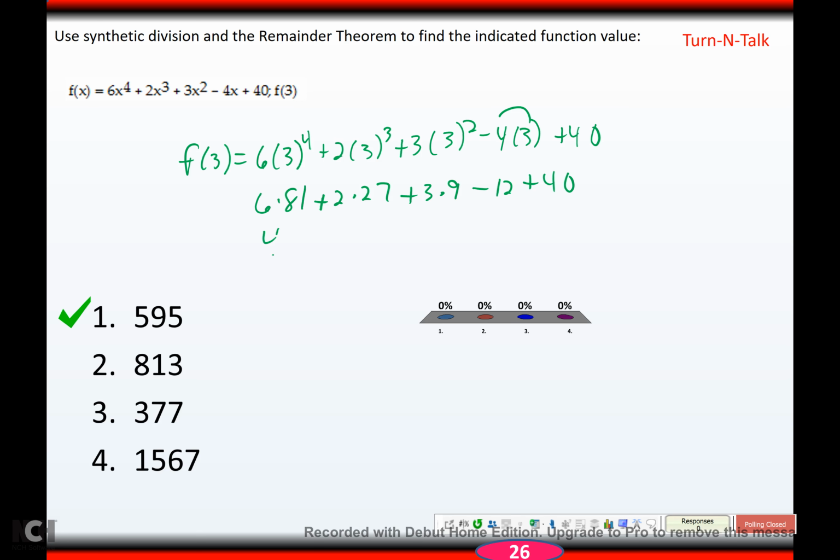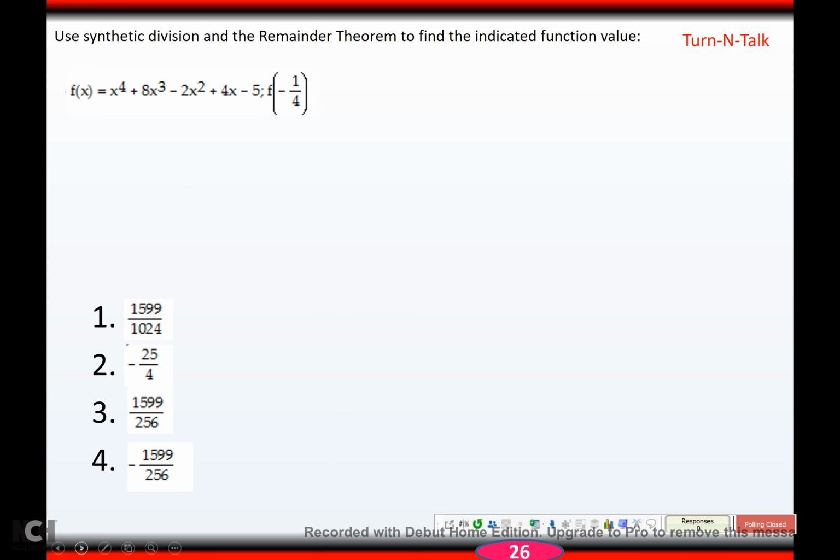6 times 81, 486, plus 54, plus 27, minus 12, plus 40, and then I'm just going to type it, 486, plus 54, 27, minus 12, plus 40, and you get 595. Alright, don't let the fraction freak you out. Use a calculator, hit math enter when you're done.